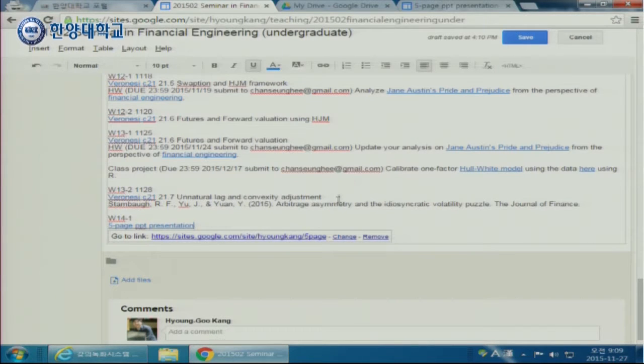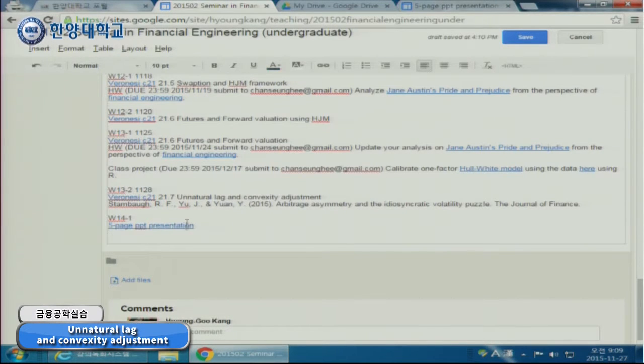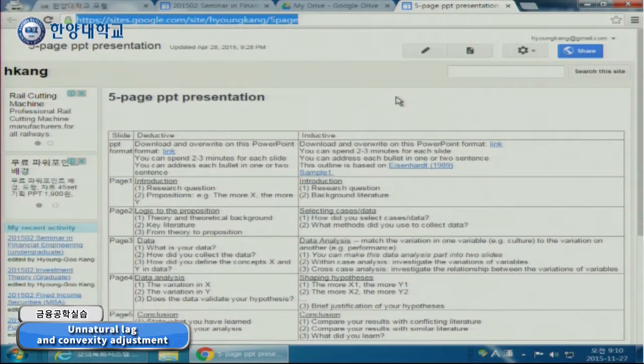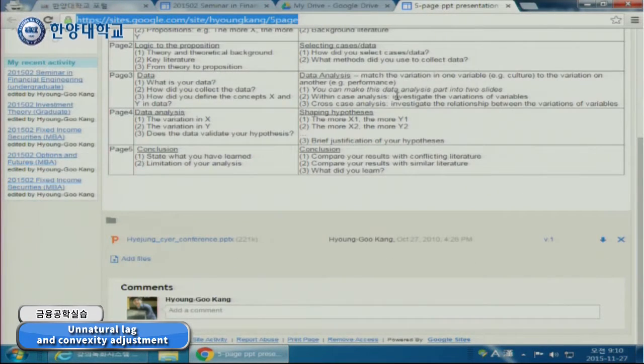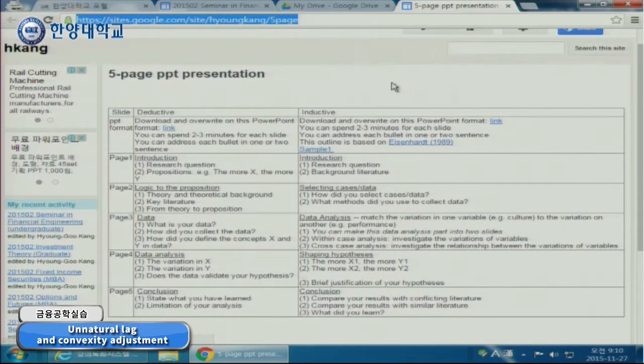And you know the format of the presentation. If you click the link, you can go to this web page, and then basically your presentation is about 5 or 6 pages. In total, you can spend around 10 minutes, I think.